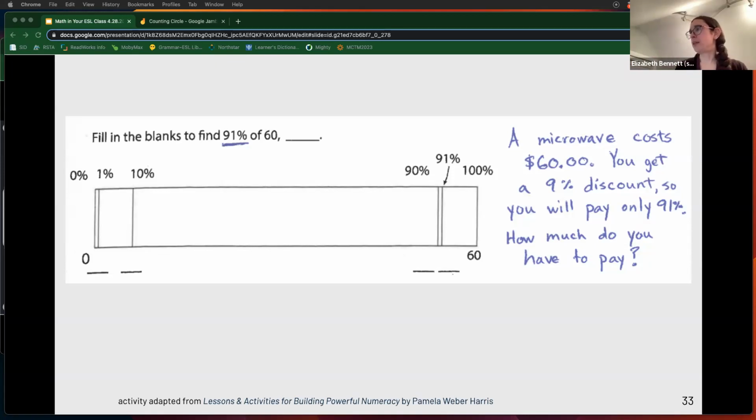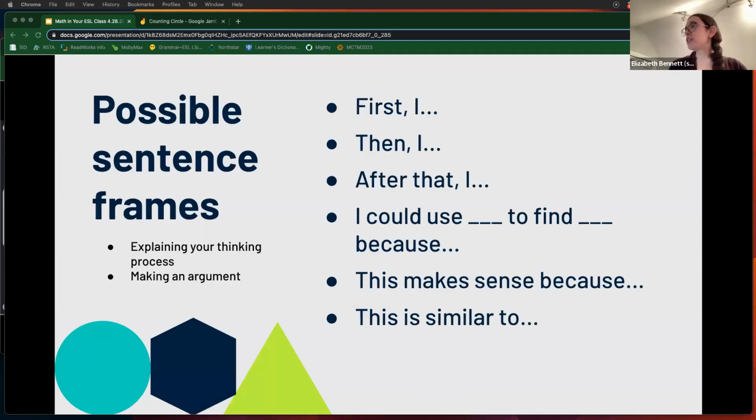And then we had some discussion about how can you use what you already know about, if you can find 10%, how can you use that to find 1% and then 90% and then 91%? And there is a template for this Jamboard on the handout that you'll get. And then some possible sentence frames for this activity. You know, obviously you're going to be explaining your thinking process, talking about steps in a procedure, and even you can get into how do you make an argument and support an argument?